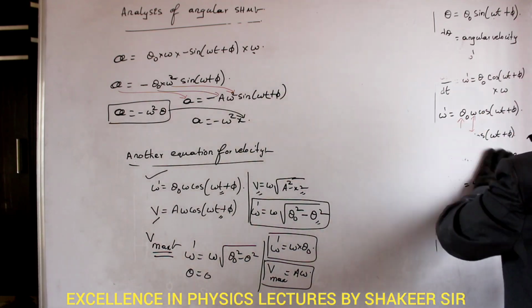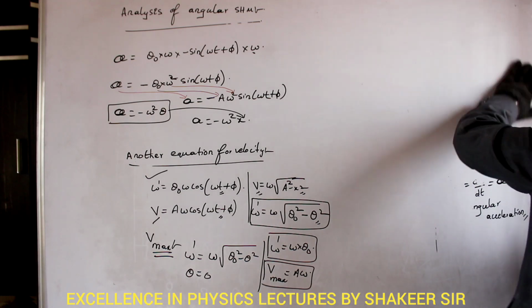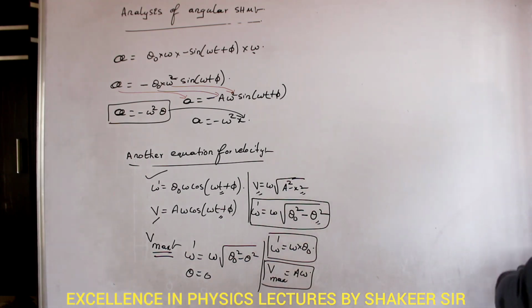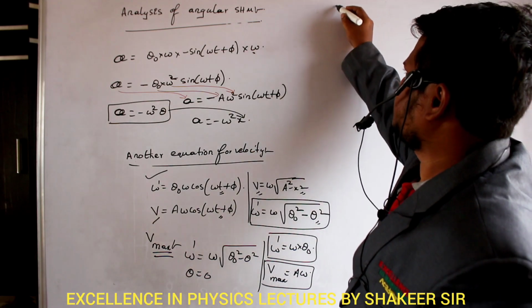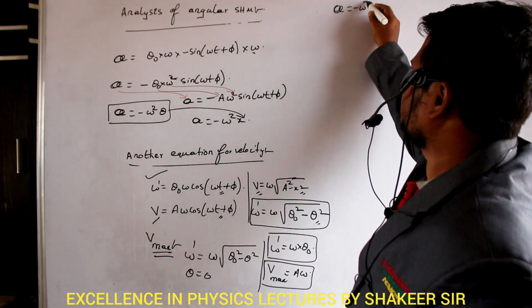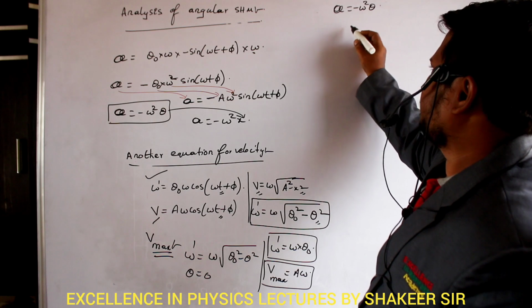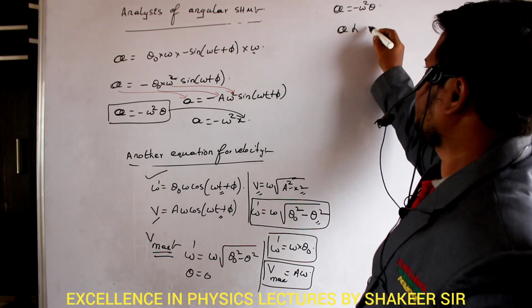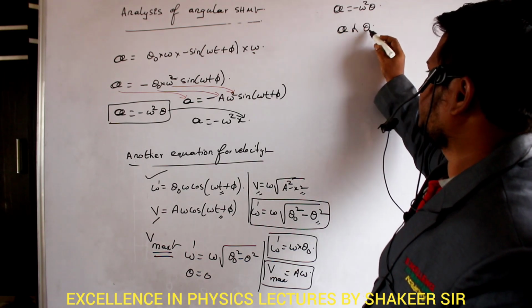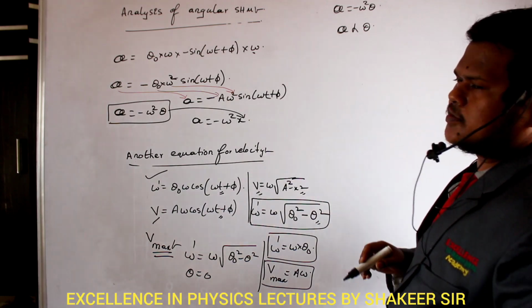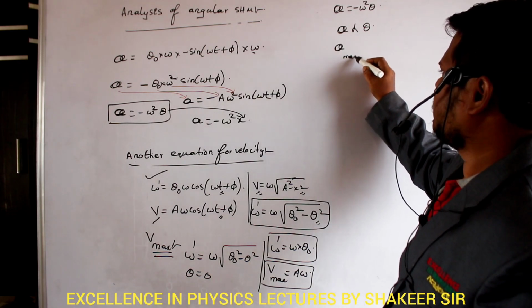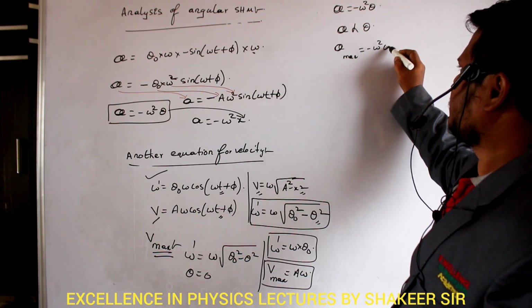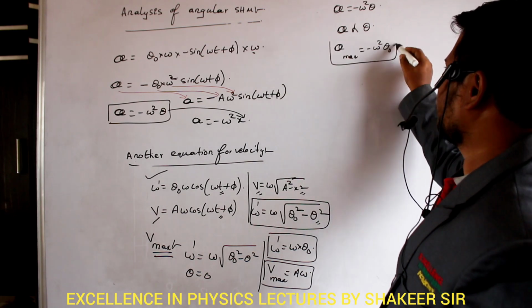Similarly, we can write equations for maximum acceleration also. So the equation of angular acceleration is how much? Alpha is equal to minus omega square into theta. So definitely I can write here that alpha is directly proportional to theta. Therefore, if theta is maximum, alpha also will be maximum. So how can I write the maximum angular acceleration? I can write minus omega square into theta naught. This is how I can write the relation.